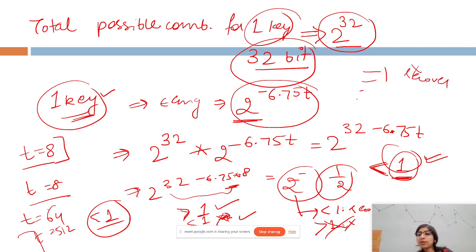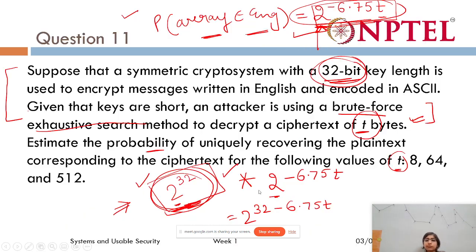text. But if it is less than 1, then in case of brute force generation, you will be able to recover the plain text. Is it clear to all? Please respond.